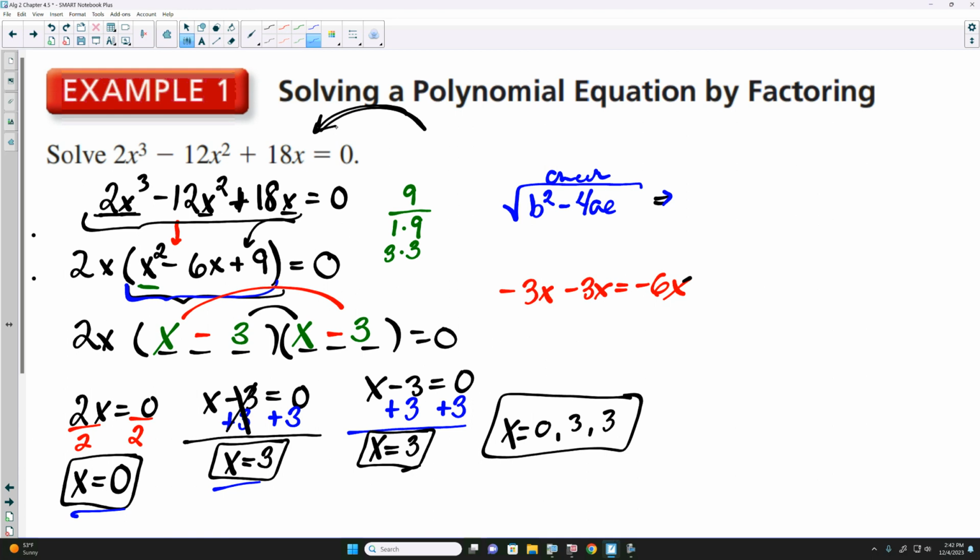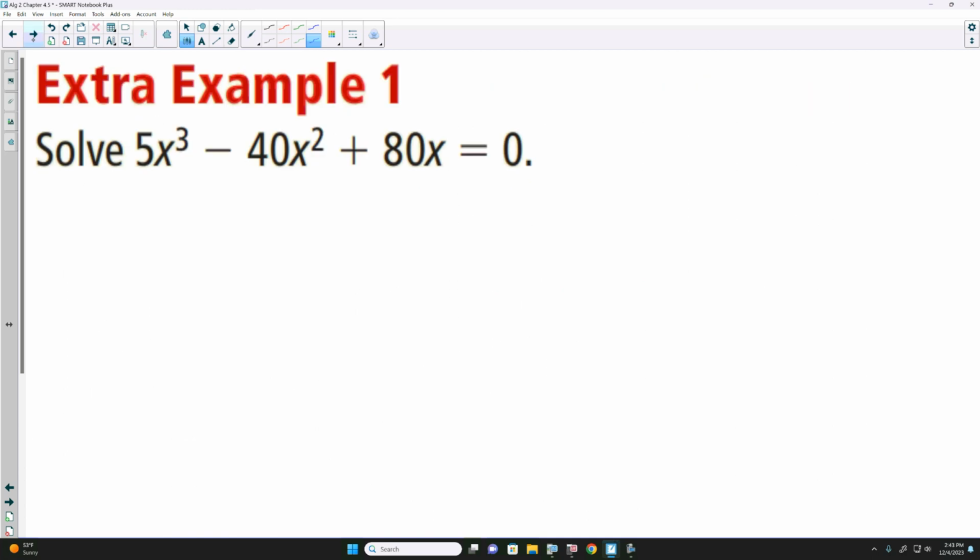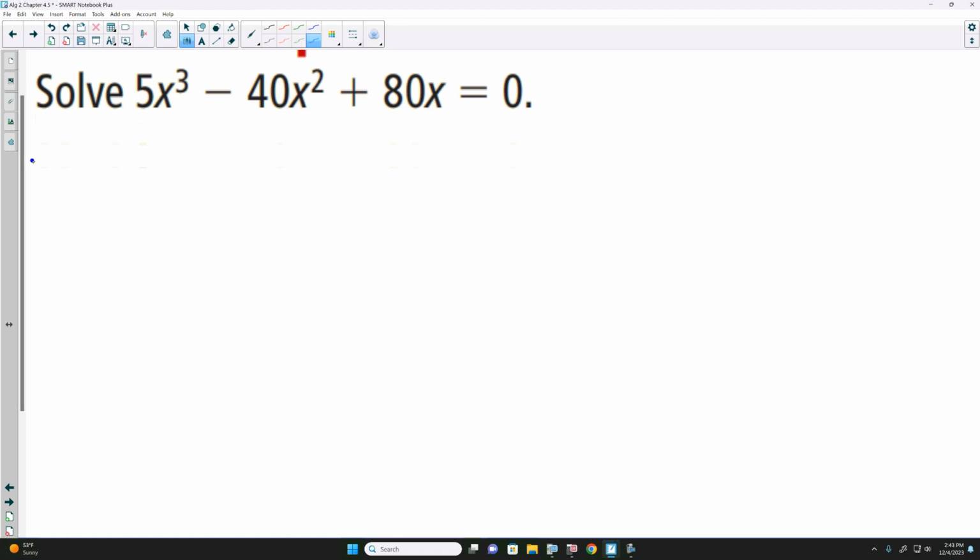So using factoring, we were able to solve a third-degree polynomial function. And we ended up getting 3 solutions. If we look at this one here, 5x cubed minus 40x squared plus 80x equals 0, is there a greatest common factor between these three terms? And it is. 5 does go into all three. Does anything else? x. So we'd factor a 5x out of all three terms.